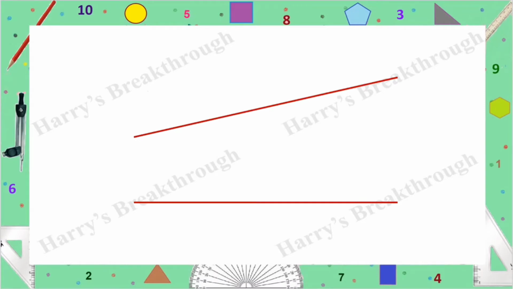Now look at these lines. Are they parallel? Let's measure the distance. If we measure the distance, we can see that the distance is different. That is, on the left side, the distance is 3 centimeter and on the right side, the distance is 5 centimeter. So these two lines are not parallel.